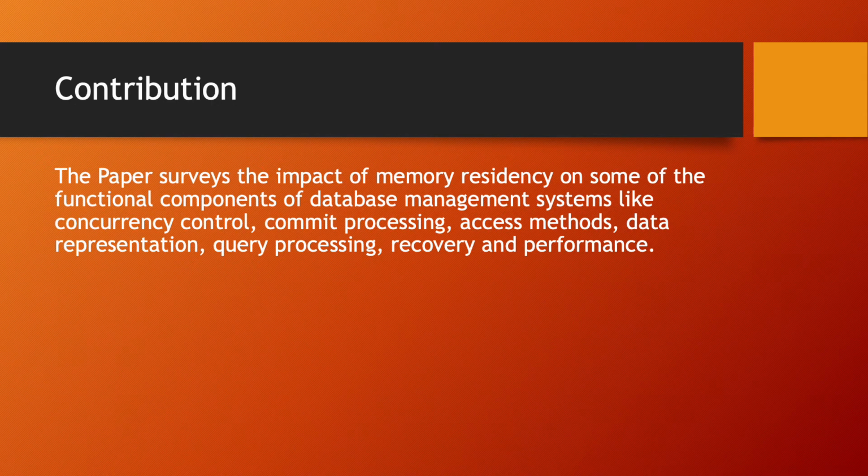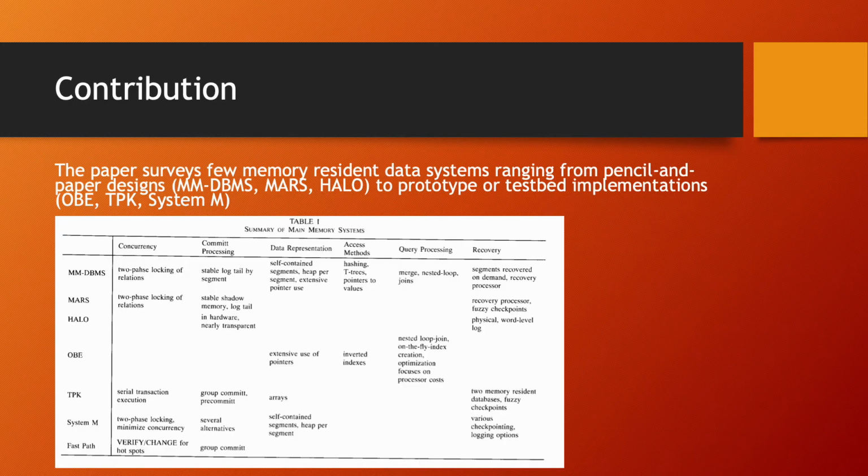Now coming to contributions of the paper. The paper surveys the impact of memory residency on some of the functional components of database management systems like concurrency control, commit processing, access methods, data representation, query processing, recovery, and performance. The paper surveys a few memory resident data systems ranging from pencil and paper designs like MMDBMS, MARS, and HALO, to prototype or testbed implementations like OBE, TPK, and System M.